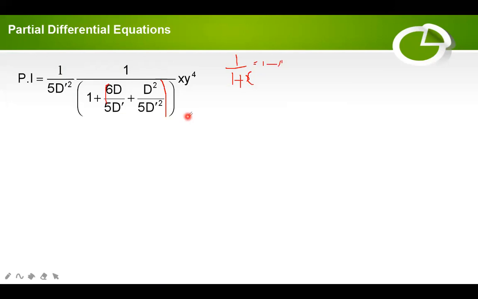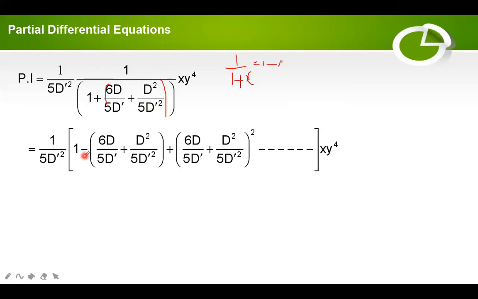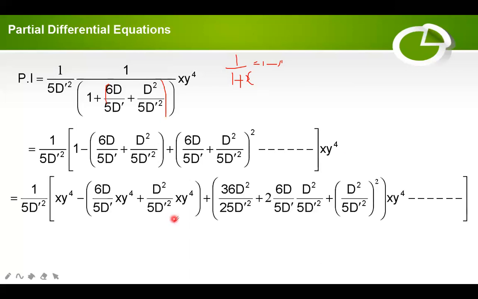1 minus x means 1 minus 6D by 5D dash plus 6D square by 5D dash square, plus x square, that means 6D by 5D dash plus 6D square by 5D dash square whole square, and so on. So 1 minus x plus x square and so on. Now first of all you have to multiply this 1 into this value, and this into this. So where will you stop this process?